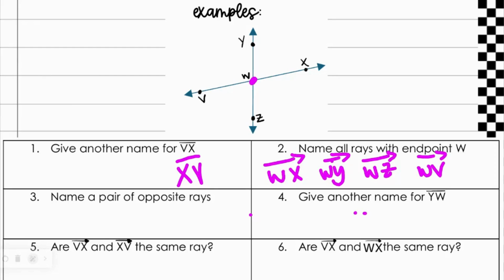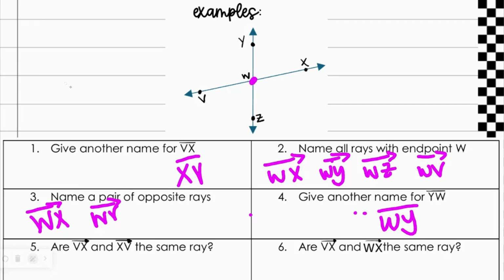Name a pair of opposite rays. There's actually two pairs of opposite rays in this diagram. It only wants one of them though. So I'm going to name Wx, which is going to the right, and Wv, which is going to the left. Give another name for YW. You could just call this WY.